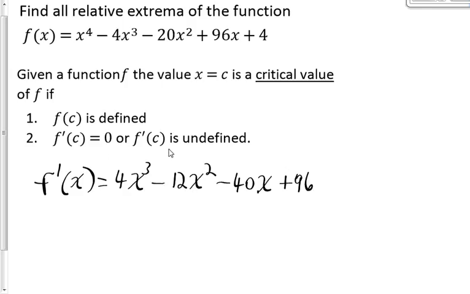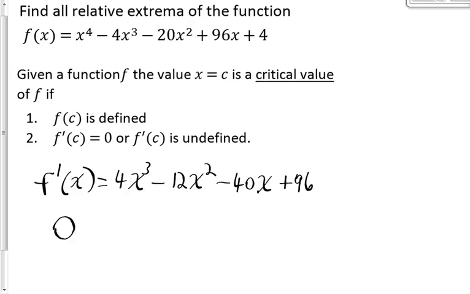Well, once again, this is a polynomial, and a polynomial is never undefined. So all we really have to worry about is where f prime of c is equal to 0. In other functions, if the derivative were rational or some other kind of function like a radical function or one of the trig functions that have discontinuities, then we'd actually have to look at where the derivative was undefined also. But because it's a polynomial, we only have to look at where it's equal to 0.